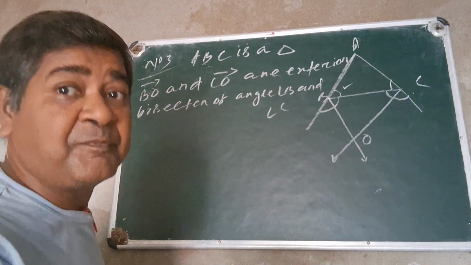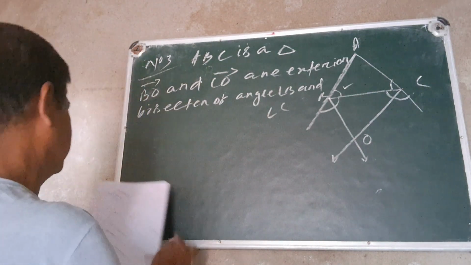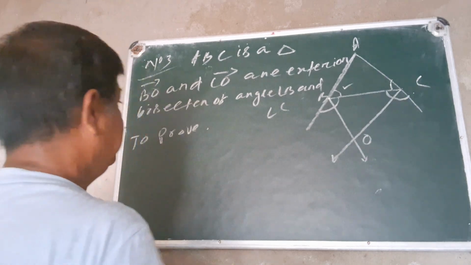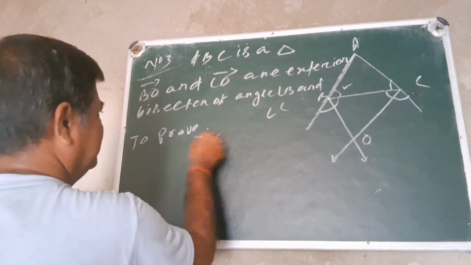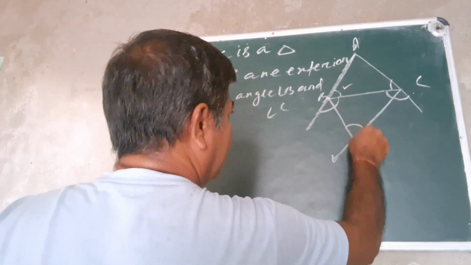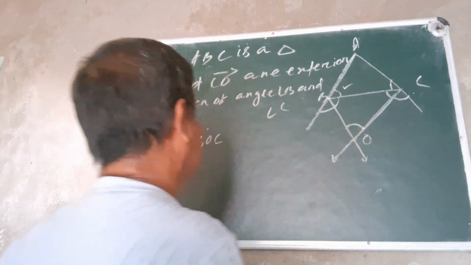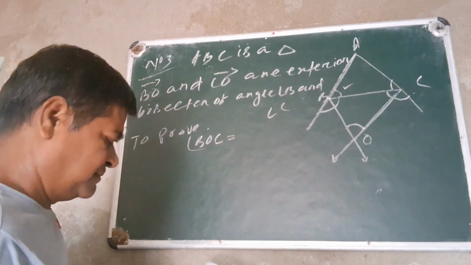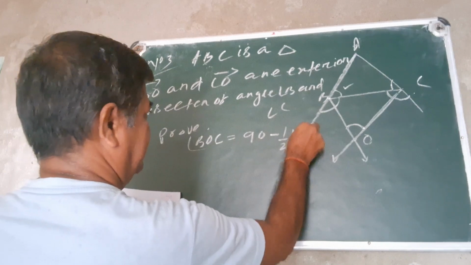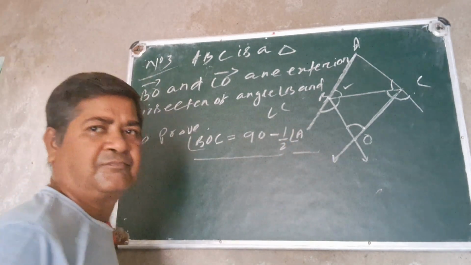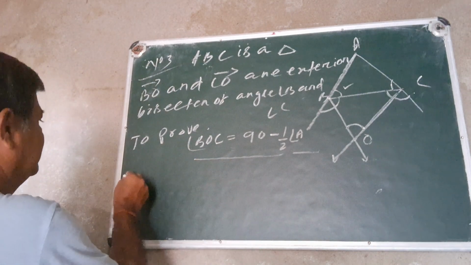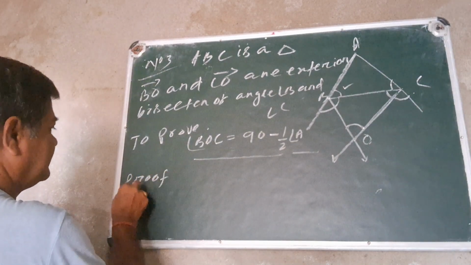We are going to prove two proofs. We are going to prove the angle BOC. This angle is your BOC. We are going to prove BOC equal to 90 minus half angle A. Then proceed, how can we prove it?